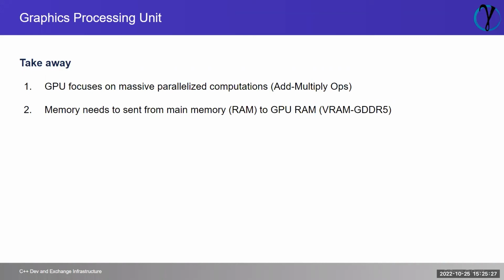And the only other problem is that memory needs to be sent from main memory to GPU RAM, right? So if you're doing machine learning, this is a huge problem. Your model can maybe even barely fit on your GPU's RAM. We're talking about a 12 gigabyte model.